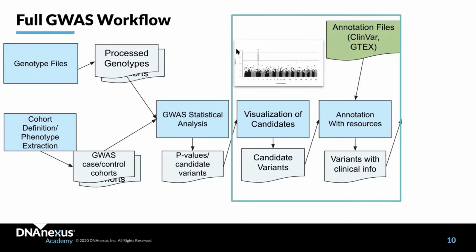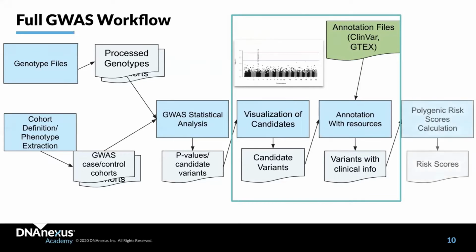Most of you maybe know this is a Manhattan plot. We will be looking at it in a few moments, and we'll be looking into the LocusZoom app. What you can do is not only visualize p-values and decide which ones are significant or not, but also annotate your results with different sources. Here we will be showing how you can use ClinVar annotation for that. And once you're done with that, you can also do polygenic risk score calculation and create a risk score.